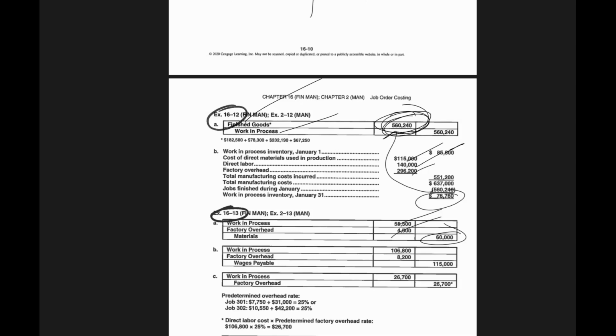Let me state that again, I just misspoke. So if you add up the direct materials of 12,500 plus the 18,750 plus the 9,940 plus the 14,310, that's the 55,500. Adding then that indirect will get you to the 60.